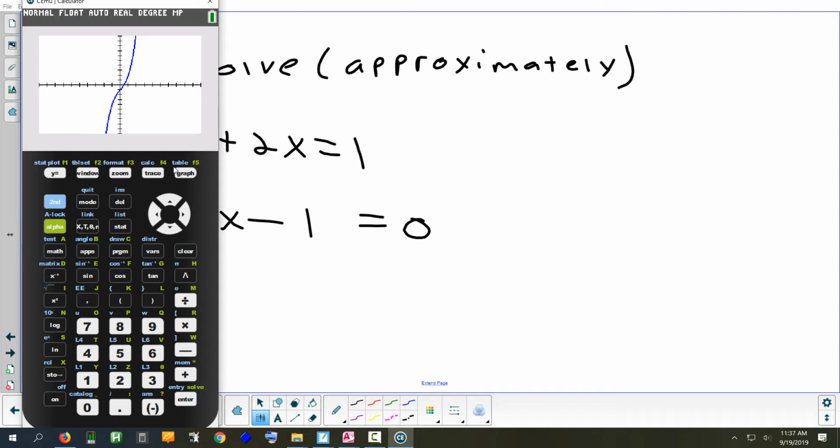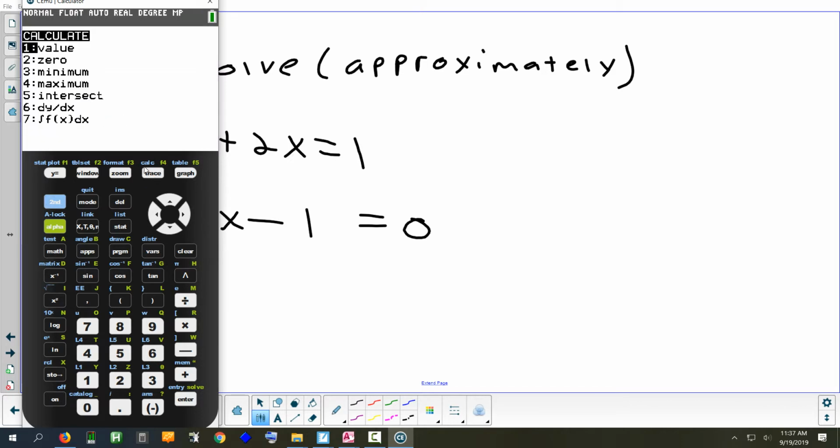Okay, so I'm trying to find where this graph equals 0. Jacob, what does that mean if we're trying to find where the graph equals 0? We're looking for the what of this graph? The x-intercept. Exactly. All we want is the x-intercept. So how do I get to a menu that can find the x-intercept for me? What do I have to press? Second trace. Okay. 0. Yep. And since we put everything on one side, we're going to do a 0.